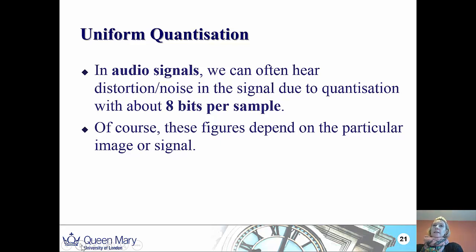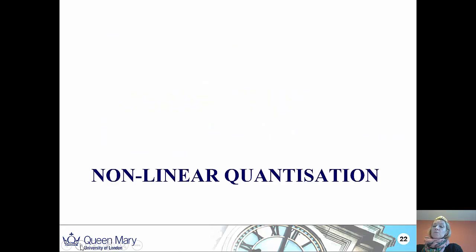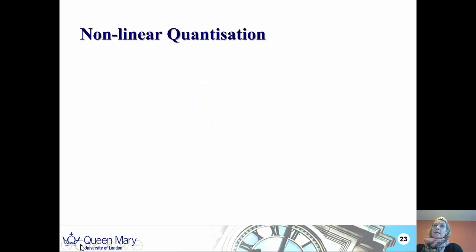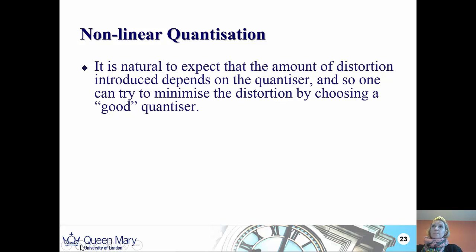So to contrast the linear, the uniform approach to quantization, there is the non-linear approach as well. So the non-linear approach, it's natural to expect that the amount of distortion introduced depends on the quantizer, and so one can try to minimize the distortion by choosing a good quantizer. So a good quantizer could be one where there's a good range of values being used to represent the original signal. So we've got a good level of spatial detail, smaller gaps between the individual levels and ranges.